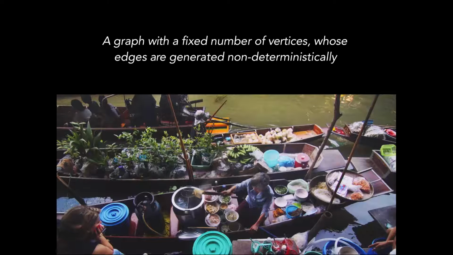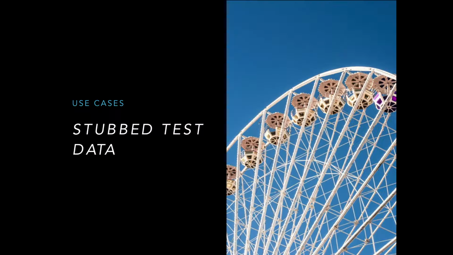When we say a random graph, we don't just mean any graph that you can pluck out of thin air. In order to make it useful to model things that we might want to model, it's often useful to think about a graph which has a fixed number of vertices, or a fixed number of nodes, and then the edges of which are generated in a certain non-deterministic manner. Random graphs definitely have use cases, and I'll try and cover a few of them today.